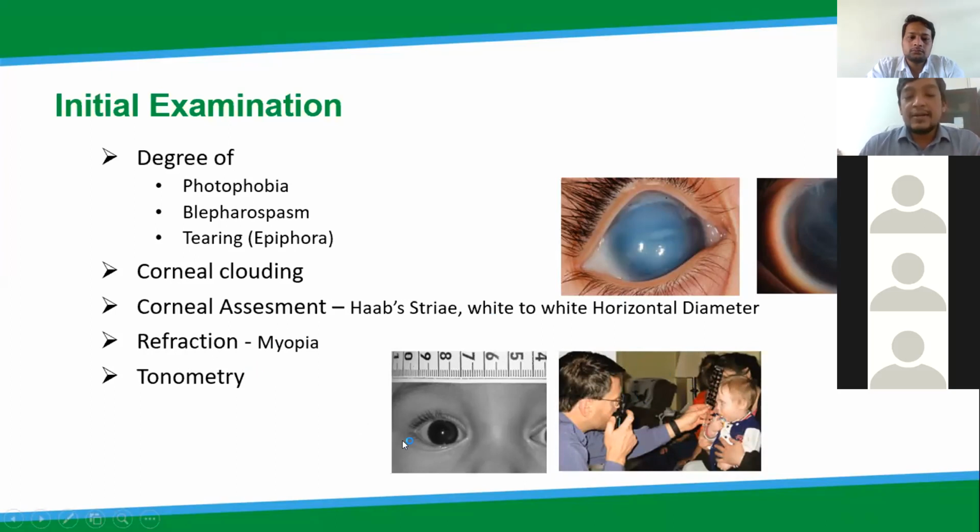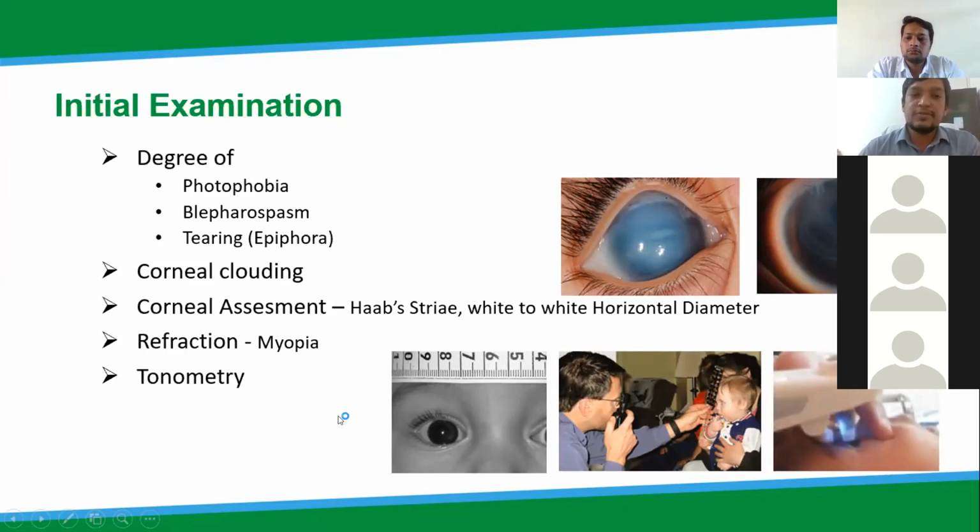Tonometry is basically the procedure to measure intraocular pressure. We do this using the Perkins tonometer. We do it when the child is under sedation, under anesthesia. Though there are now modern instruments, called rebound tonometers, those instruments can be used for measuring intraocular pressure in very small children without anesthesia also.